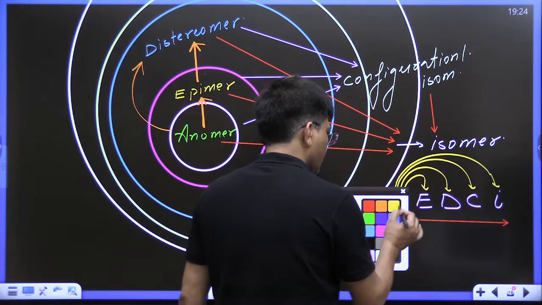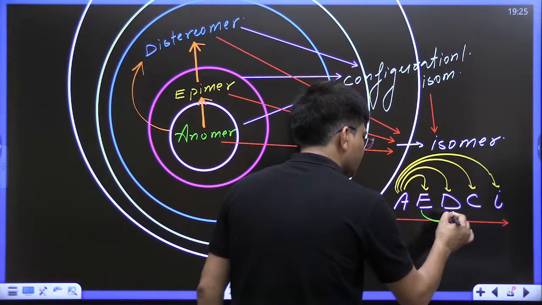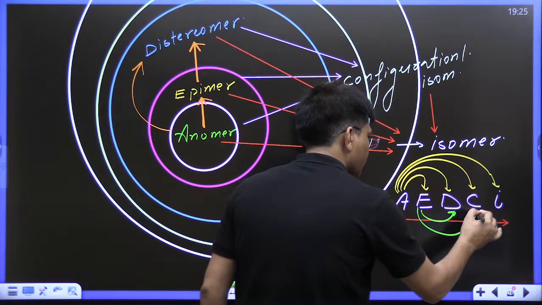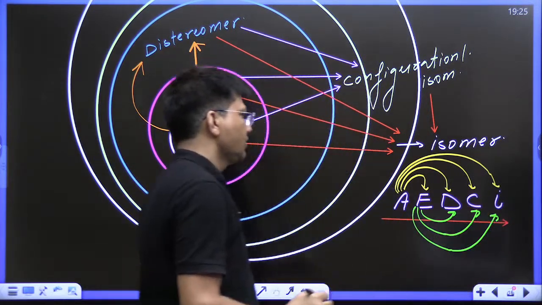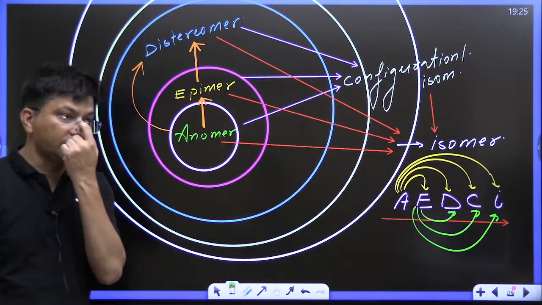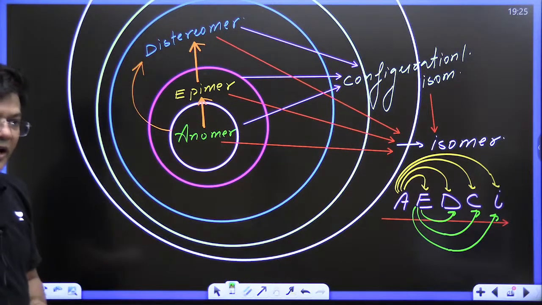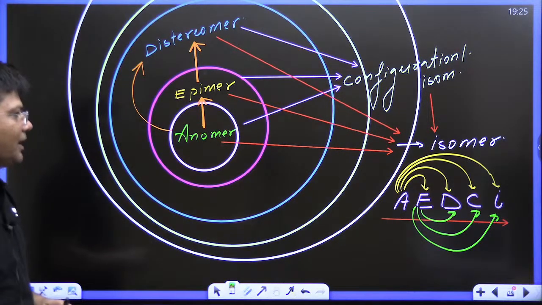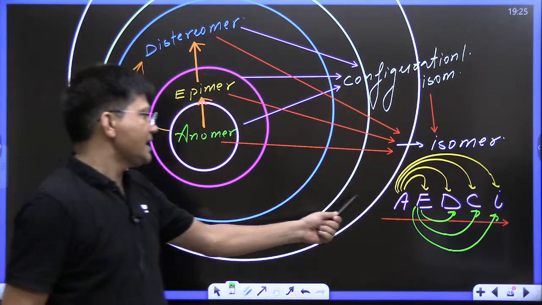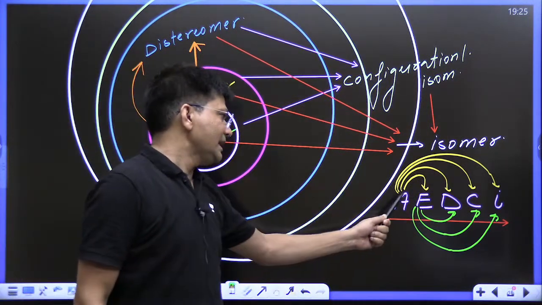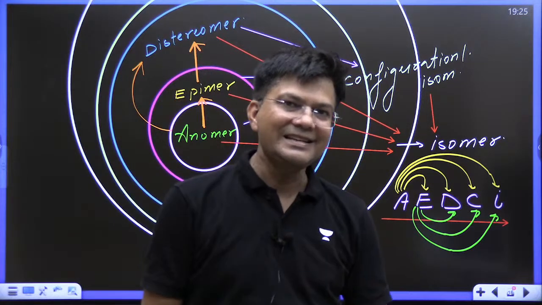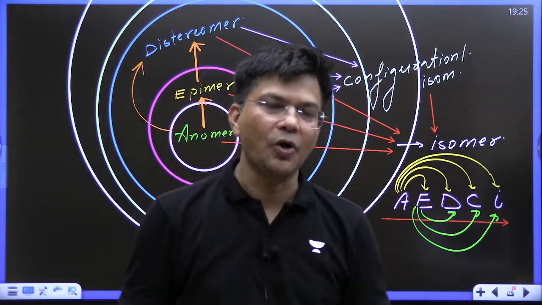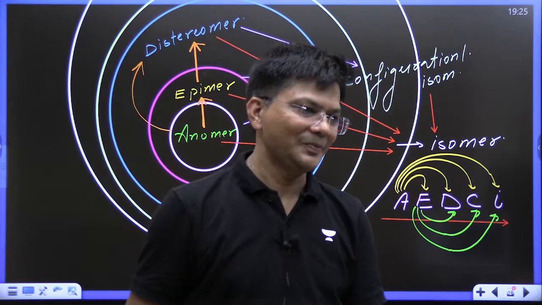Now, all epimers are always diastereomers, all epimers are always configurational isomers, all epimers are always isomers, but the reverse is not true, kids. Just try to follow this funda. You will never get negative marks. AEDCI. Just remember this point.